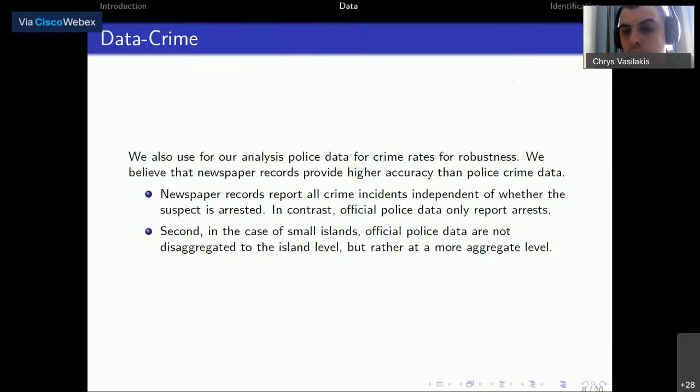The second one is that in the case of very small islands, take for example Agathonisi Island, which is very, very small but received a lot of refugees, to the point that at a certain point the population of refugees was almost close to the population of inhabitants. The official police data are not disaggregated at island level. It's at a more aggregate level, which makes it difficult to include in our sample.